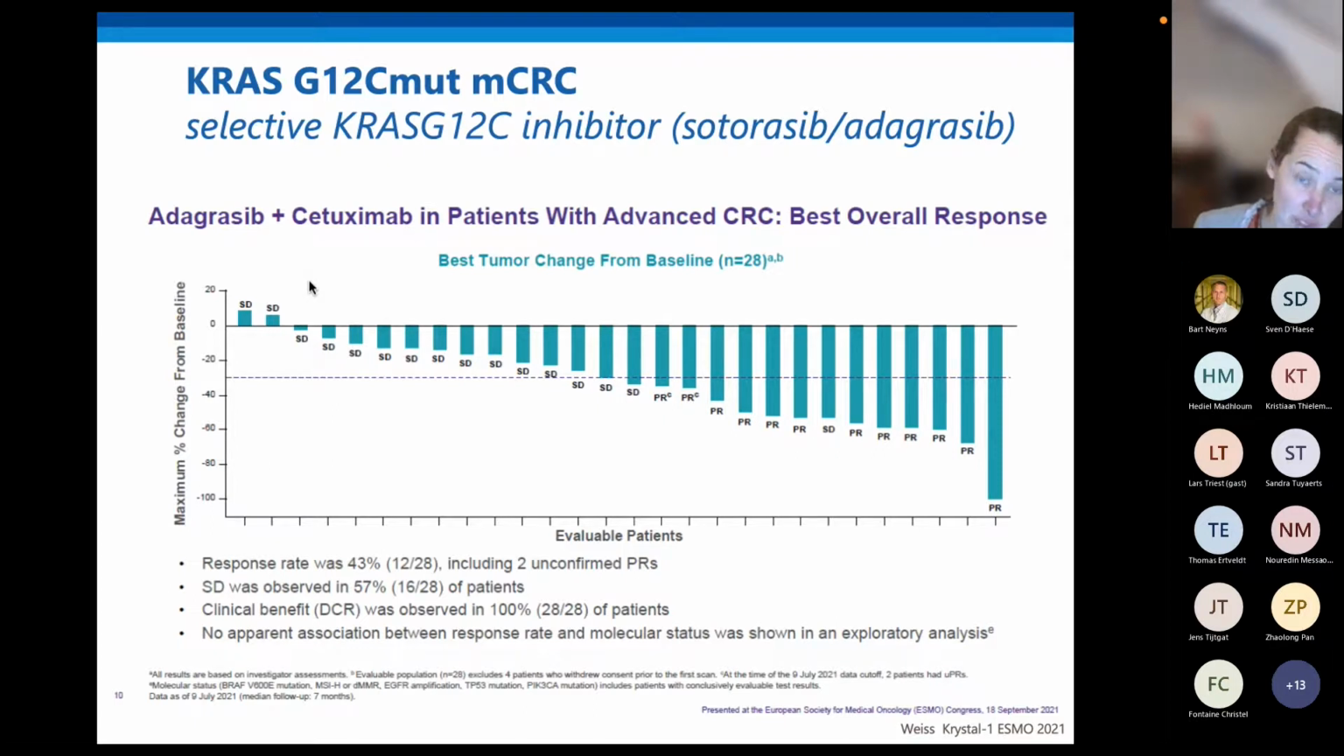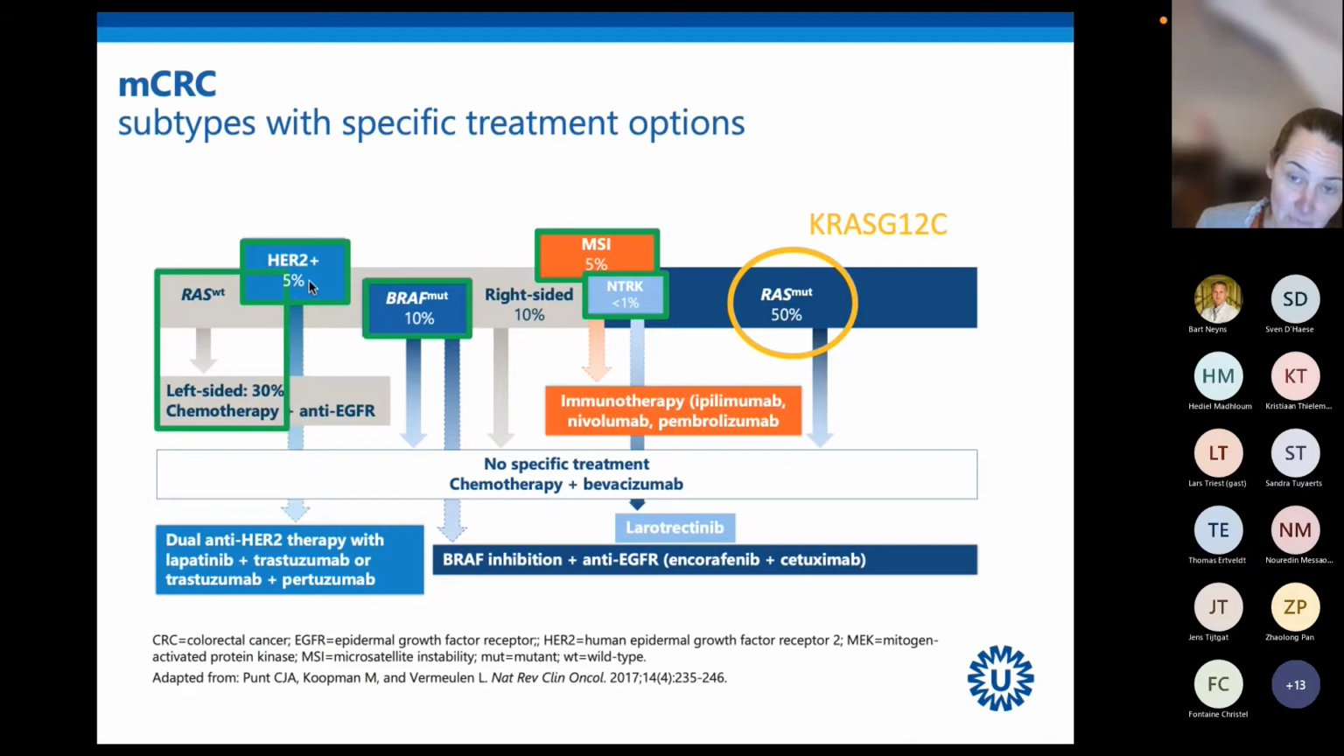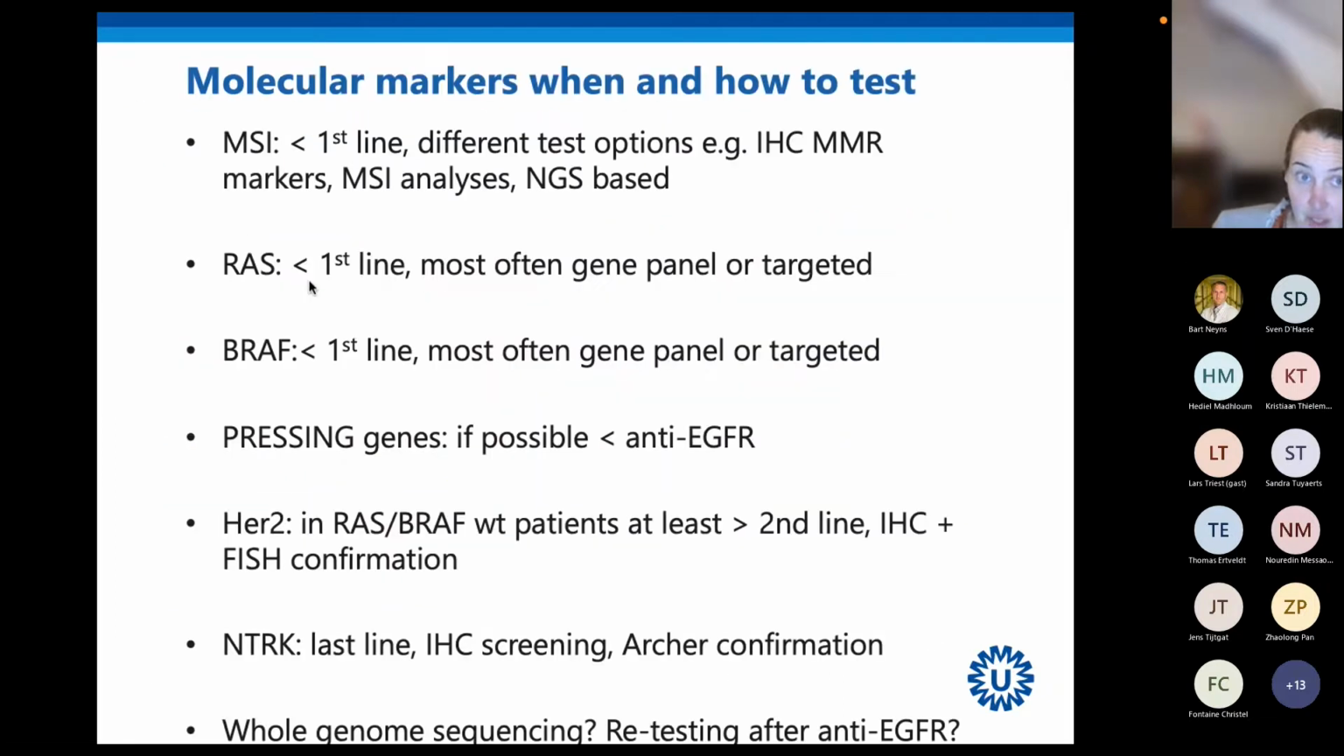So if they have a RAS mutation, look at the type of RAS mutations, and many phase 3 trials can be found already starting from second line. So that leaves us with these subgroups with specific treatment options. When to test is always the question.